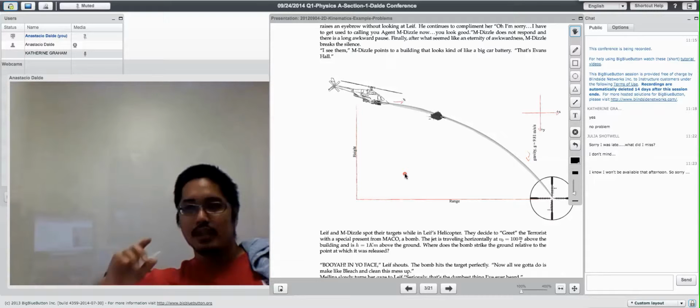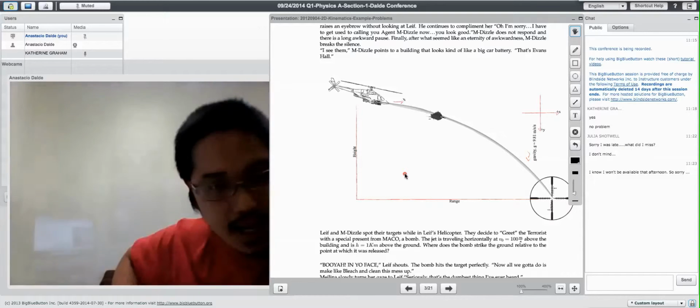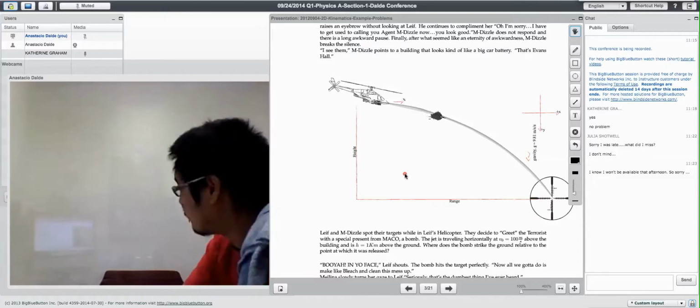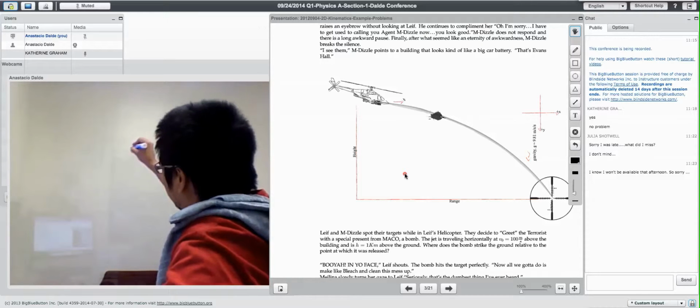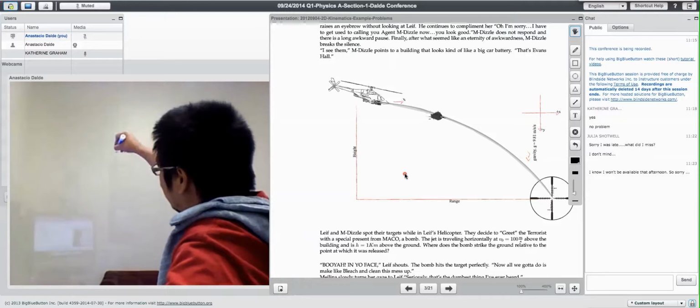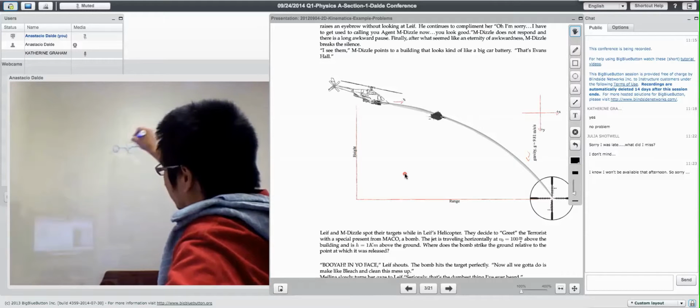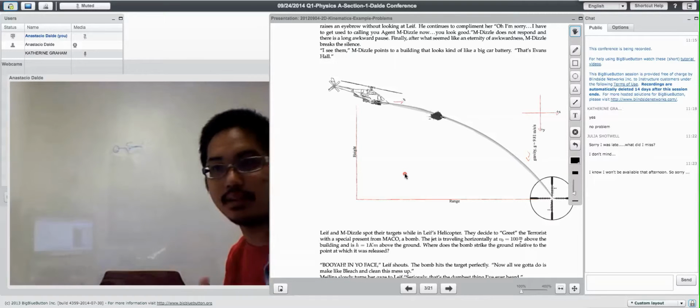Someone's flying in a helicopter. So we've got ourselves a helicopter that's over here. I don't know, I draw terrible helicopters. As you can tell, if I have a lot of time, I'll actually be able to draw a nice picture. But for now, I can draw ugly pictures.